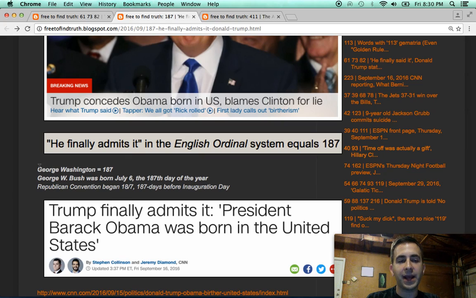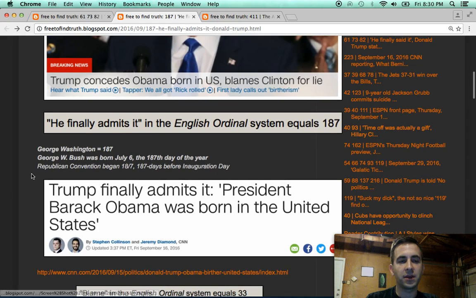The first recognized president, Master Mason, George Washington. George Washington equals 187. George W. Bush, another George W. Bush, born July 6th, the 187th day of the year. The last Republican president. And this year, the Republican convention began on July 18th, 18/7, exactly 187 days before Inauguration Day.